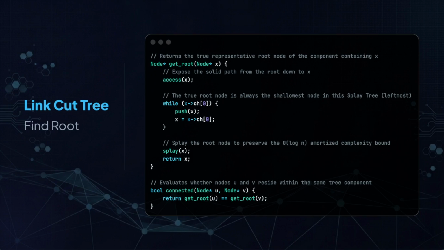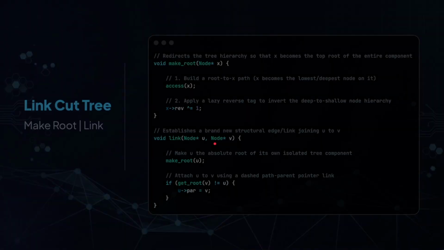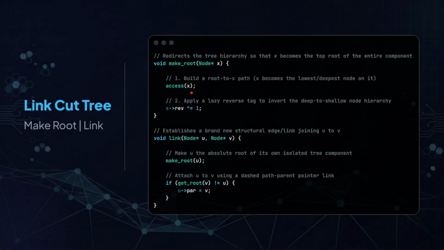Let's see how our operational functions utilize access. FindRoot first runs access on a node, then walks to the leftmost leaf of the auxiliary tree. That leftmost node is guaranteed to be the represented root. MakeRoot reroutes the structural tree by calling access, splaying the node to the top, and flipping the lazy reverse tag.